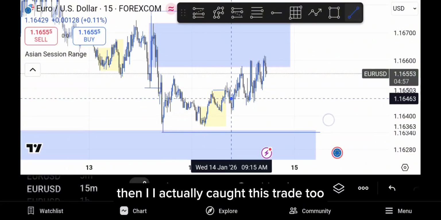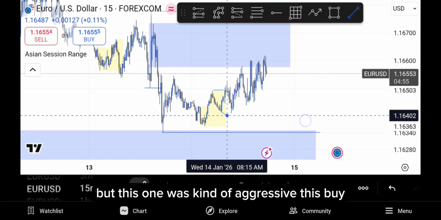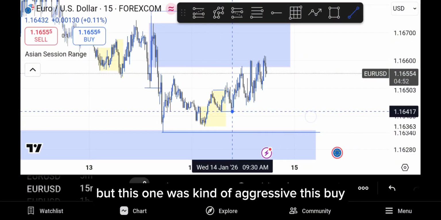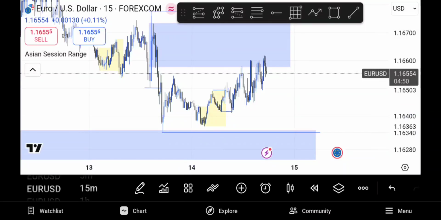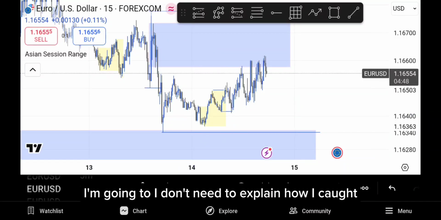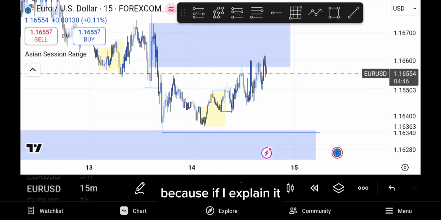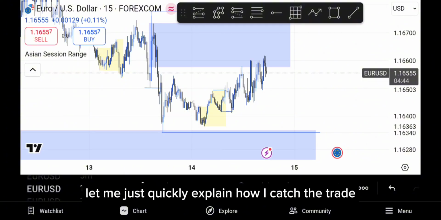Then I actually caught this trade too, but this one was kind of aggressive. This buy, I caught it. I don't need to explain how I caught it, because if I explain it, the video is going to be very long. But okay, let me just quickly explain how I caught the trade.